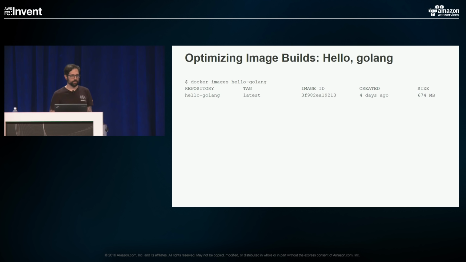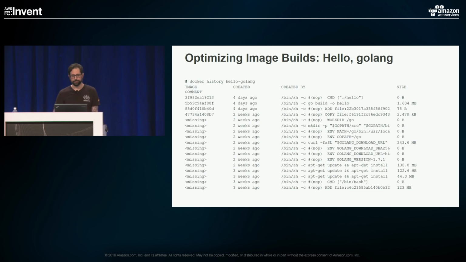Go is a compiled language, and so you should have a really small binary at the end of this. But we actually end up having a 674 megabyte layer or image. That's kind of surprising because it seems that we'd be able to have a binary much smaller than that. And this seems like a lot to build and push all the way out to production. So we can go back to our history command and inspect and see what happened here.